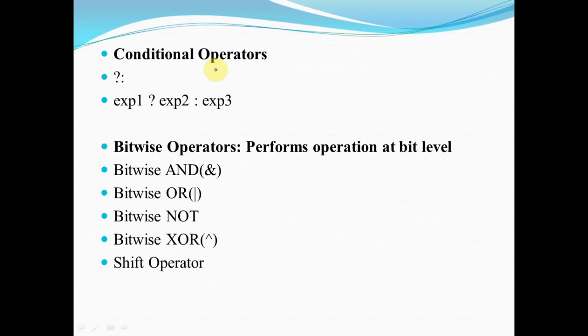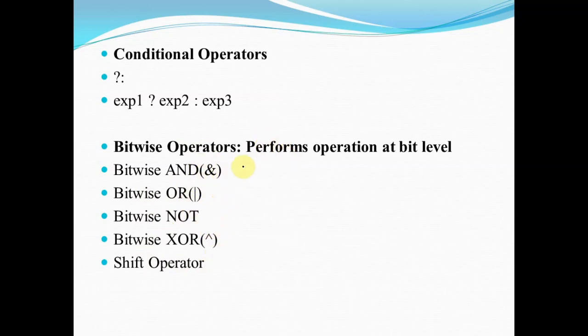The next type of operator is the bitwise operator, which performs the operation at the bit level. So the first is the bitwise AND, then bitwise OR, bitwise NOT, bitwise XOR, and the shift operator. If you see the sign, there is only one AND, one OR. They are represented by this sign.